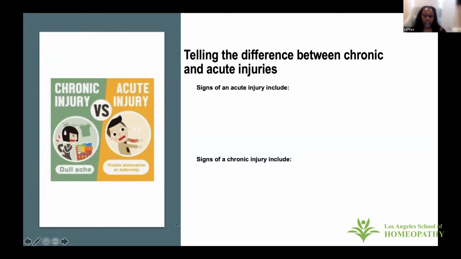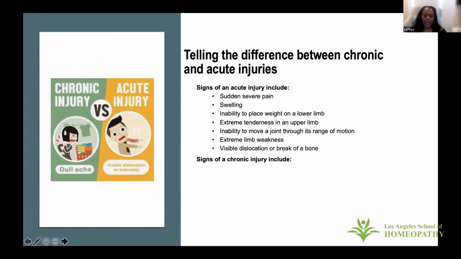So how do we tell the difference between chronic and acute injuries? Signs of an acute injury include sudden severe pain, swelling, the inability to place weight on the lower limb, extreme tenderness in the upper limb. There's an inability to move the joint through its normal range of motion. You may have limb weakness, sometimes a visible dislocation or a break in the bone.